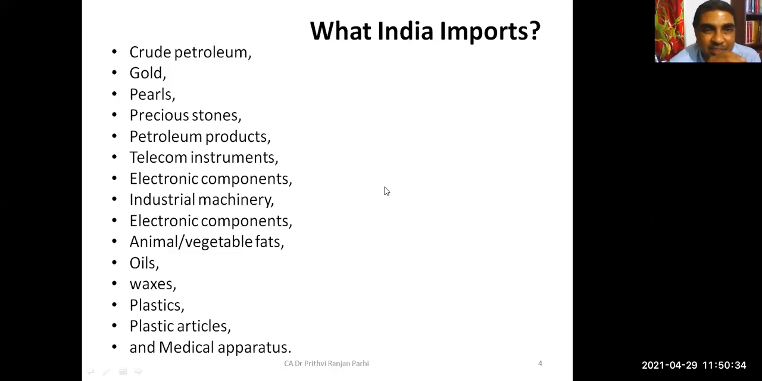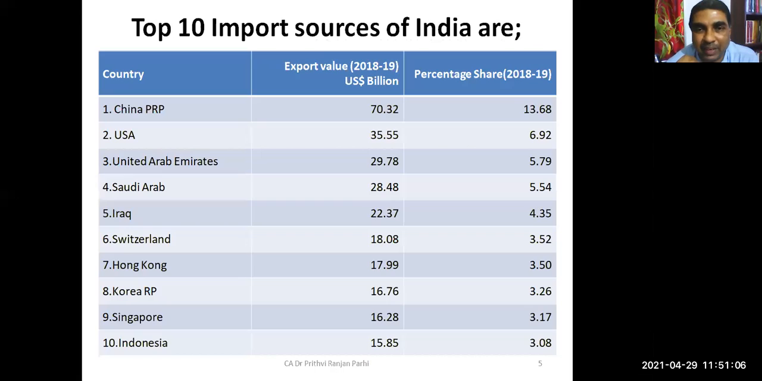Coming to imports, crude petroleum is imported. All of us are aware of this. In fact, India's major import is crude petroleum. Then gold, pearls, precious stones, petroleum products, telecom instruments, electronic components, industrial machinery, electrical components. Then animal and vegetable fats, oils, waxes, plastics, plastic articles, medical apparatus. All these things are imported by India.